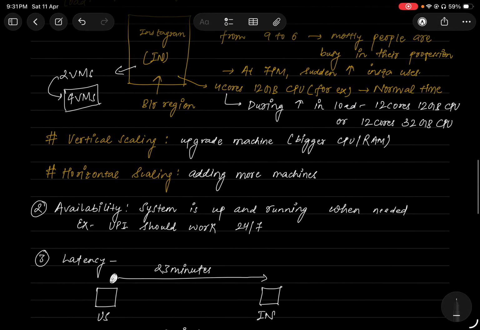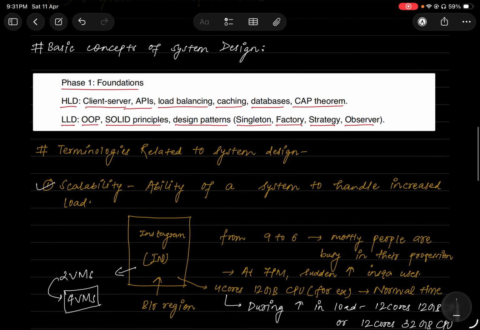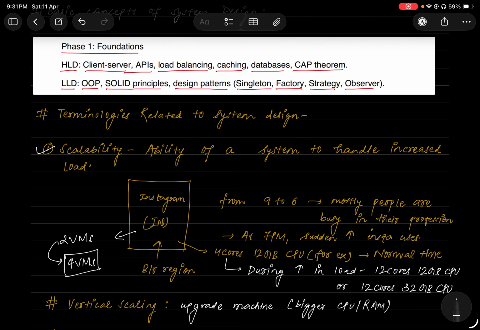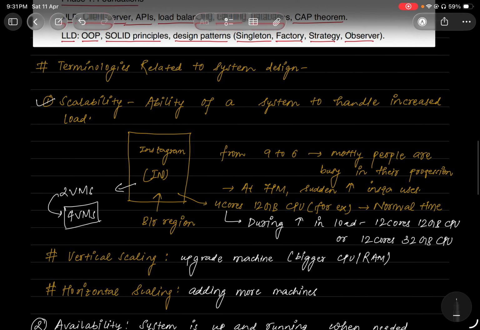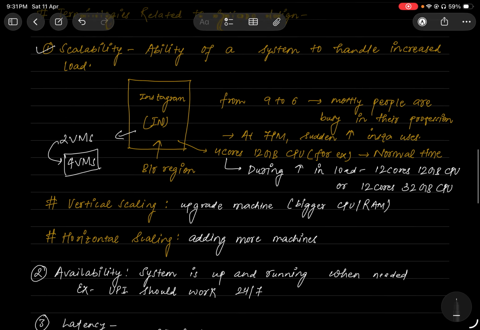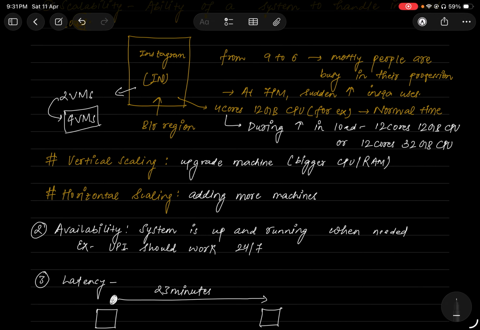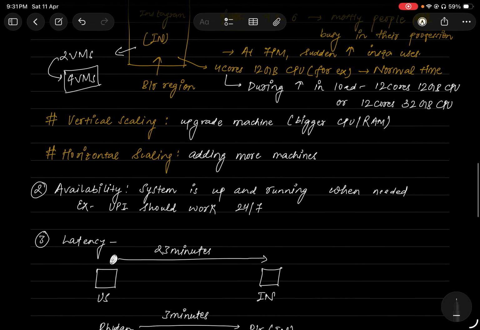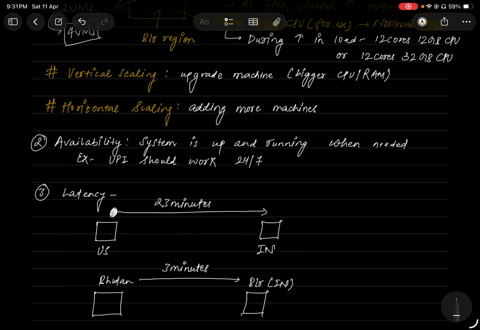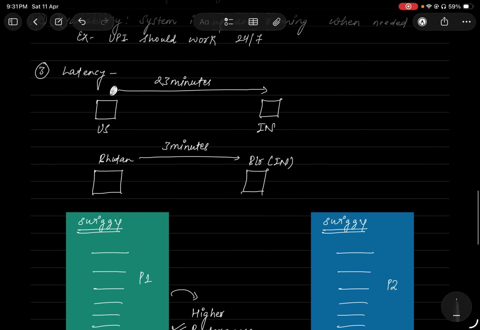For now, let's revise. Scalability means the ability of a system to handle increased load. We took an example of Instagram, with peak time and non-peak time. Then we discussed vertical scaling and horizontal scaling. Then we discussed availability, it's so simple, with the example of UPI. Then in latency we took real-time examples, one from US to India and one from Bhutan to Bangalore.